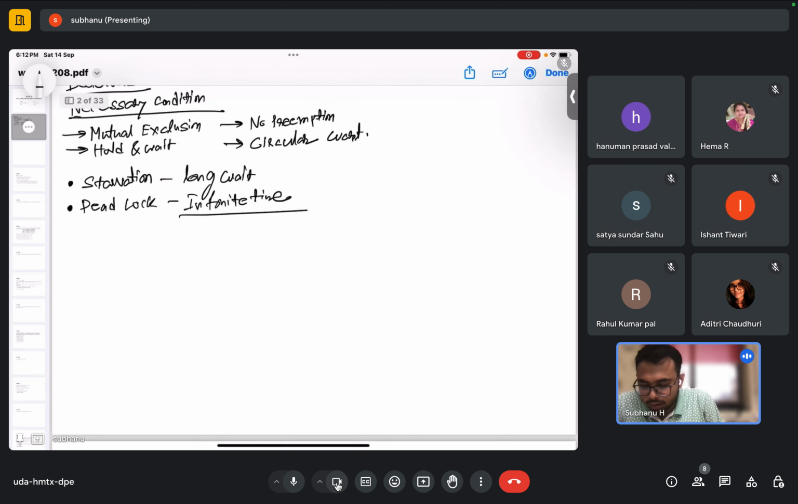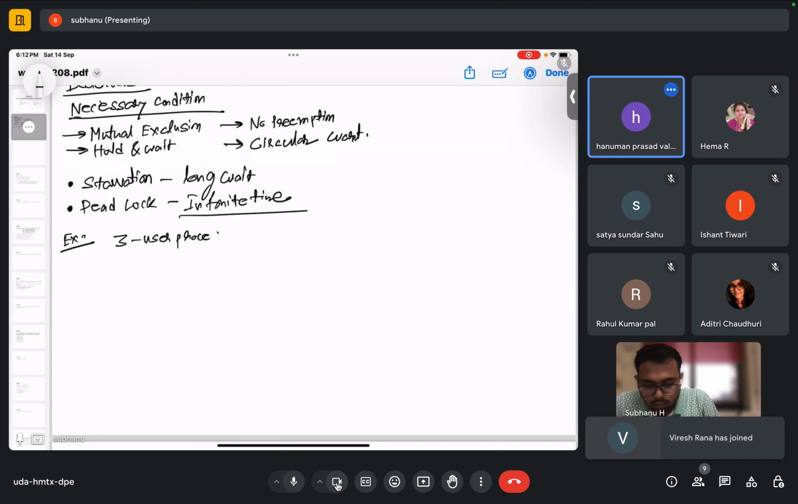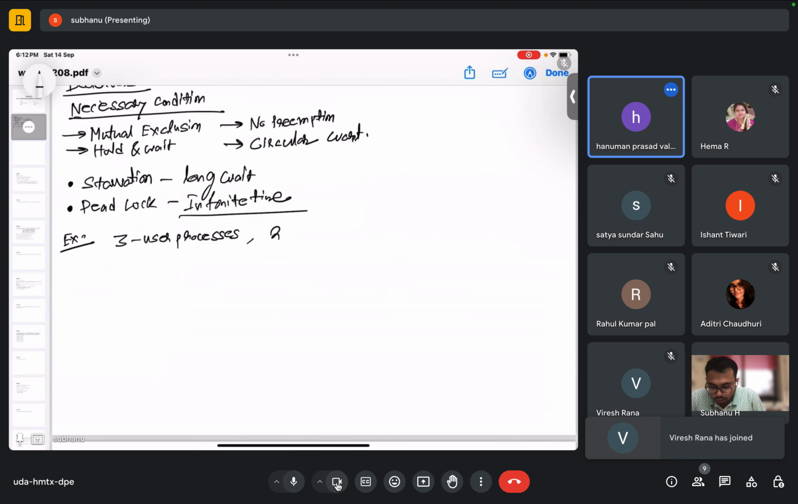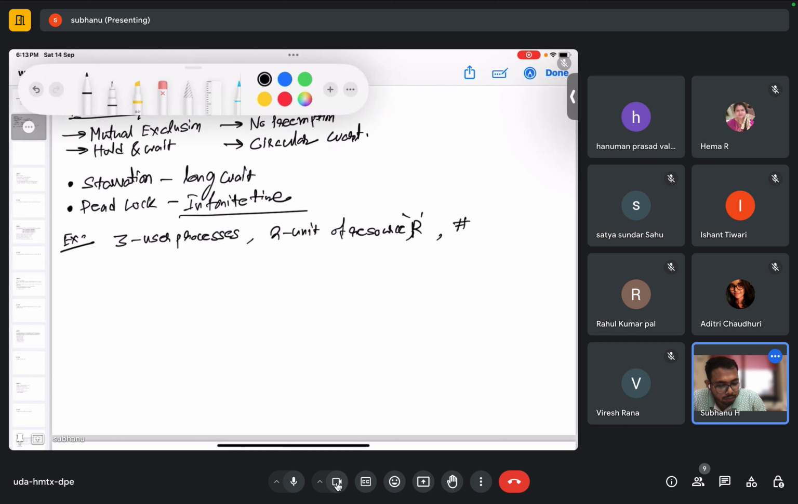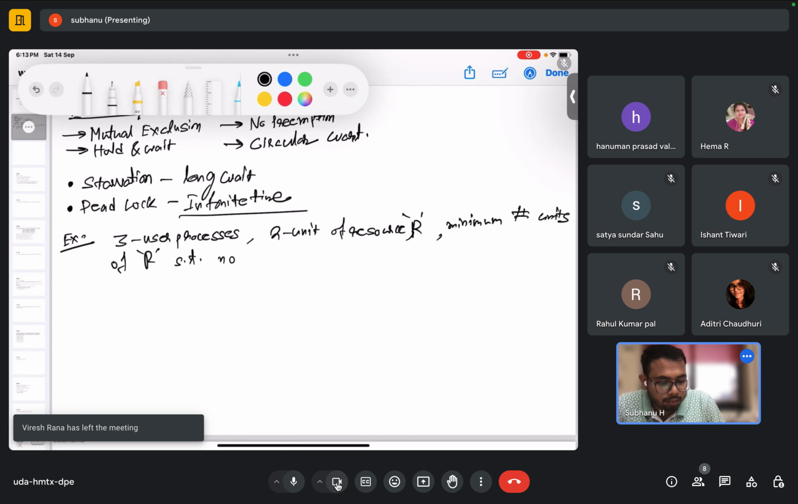First we will see an example. Suppose a system is having three user processes, where each of the processes requires two units of resource, which you can denote as R. You want to find out the minimum number of units of R such that no deadlock occurs.